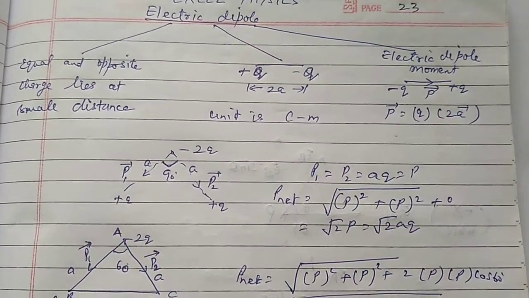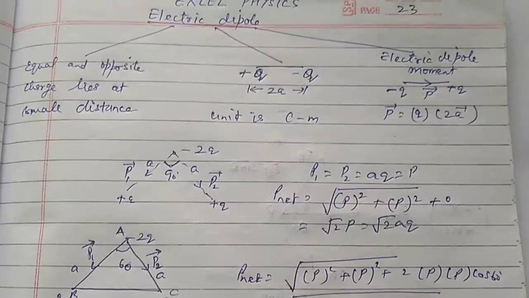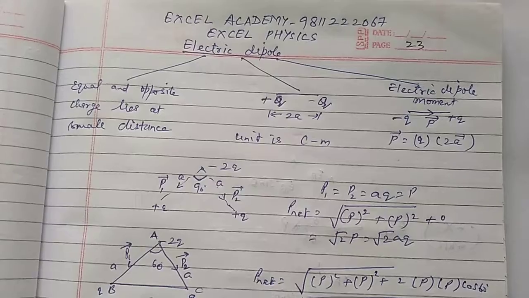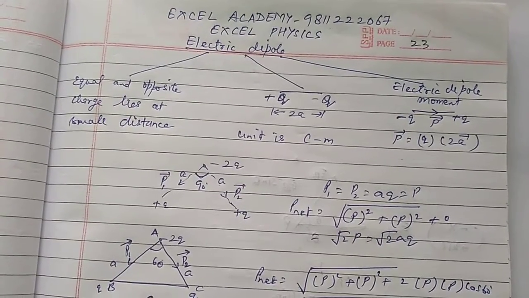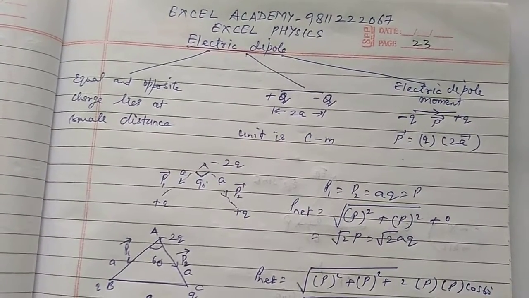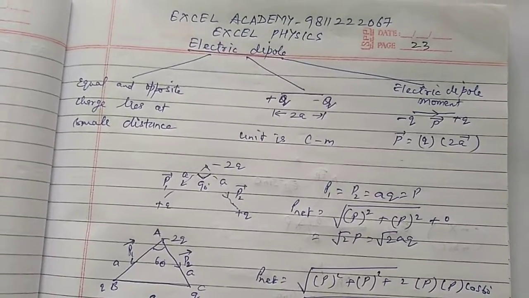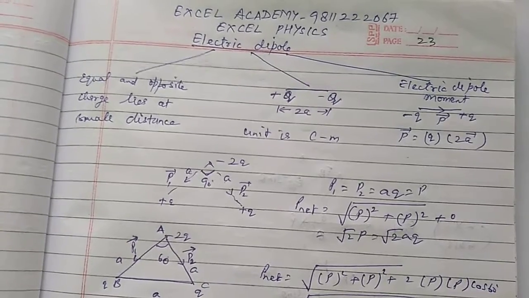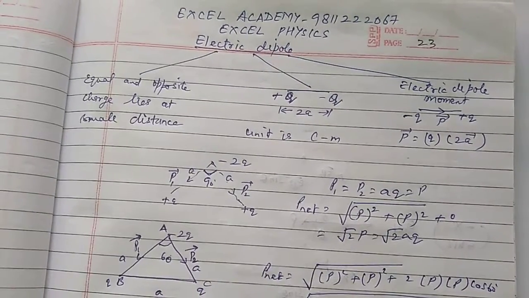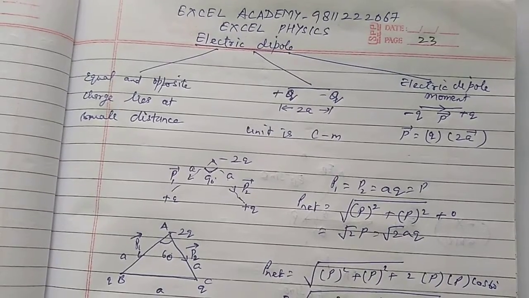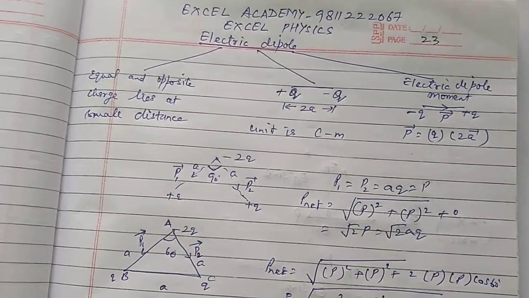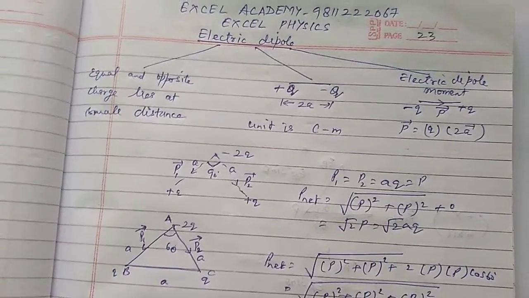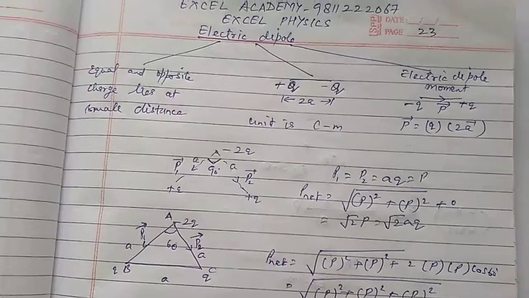Hello student, today I want to explain the concept of electric dipole. As you already know, in chemistry you have learned water is a polar molecule because it consists of a dipole. Similarly, carbon dioxide is a non-polar molecule because it does not constitute an electric dipole. But what is an electric dipole? Let us understand that concept.